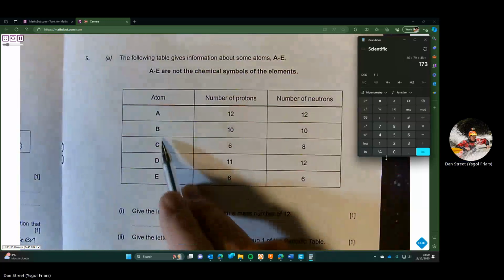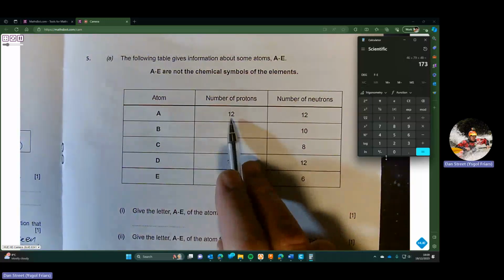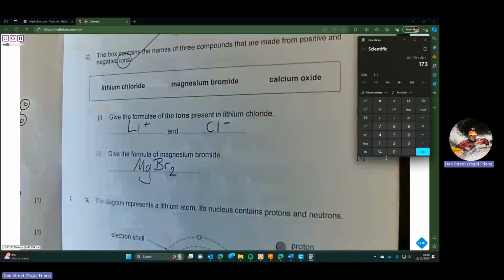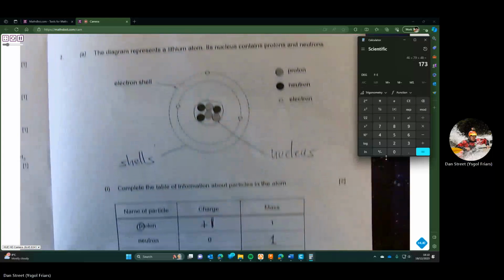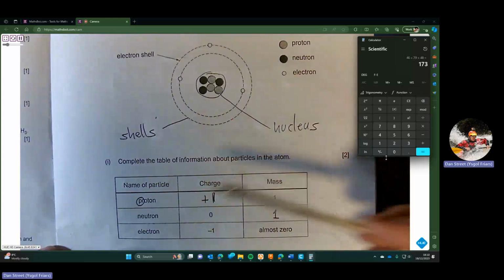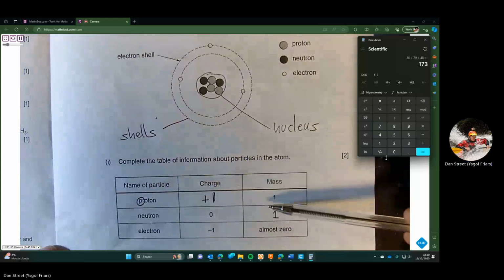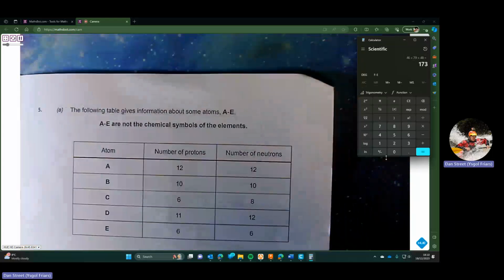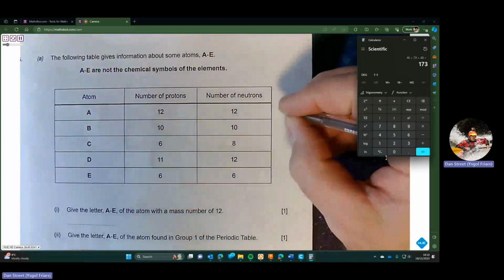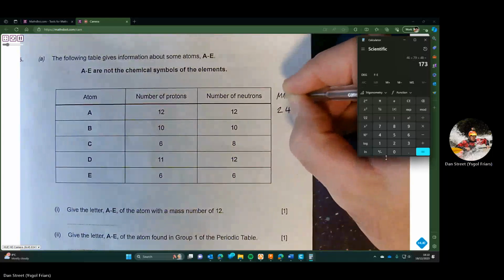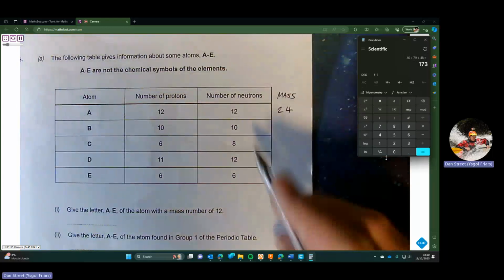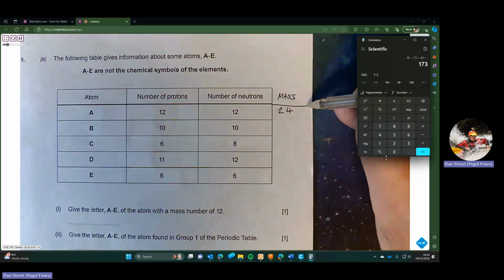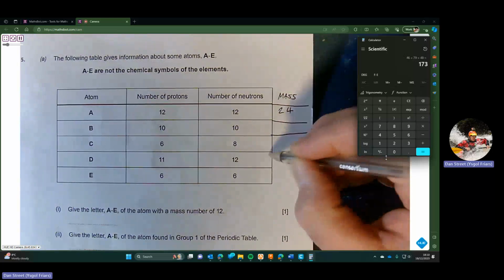Okay, so atom A, we're told, has 12 protons and 12 neutrons. Now, if we refer back to the previous question, okay, this one here, we can do a few bits and pieces. So, for example, protons and neutrons, they both weigh 1. So we can work out the mass if we need to. Okay, so we could put that in there. So the mass of this one would be 24, because protons and neutrons weigh 1 each. So if the atom has 12 of each, it must weigh 24. So that might be something that might be helpful to us as part of the question.